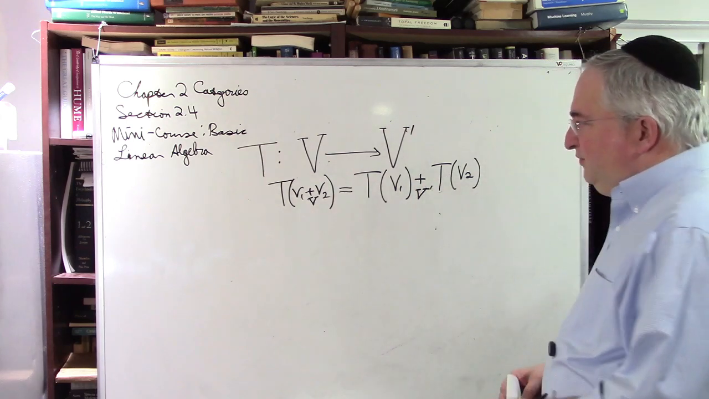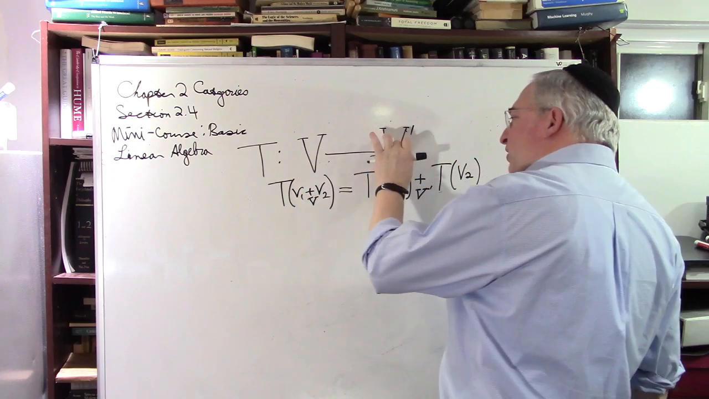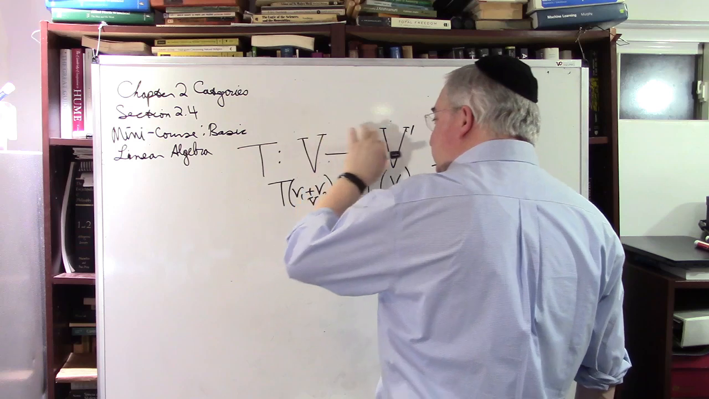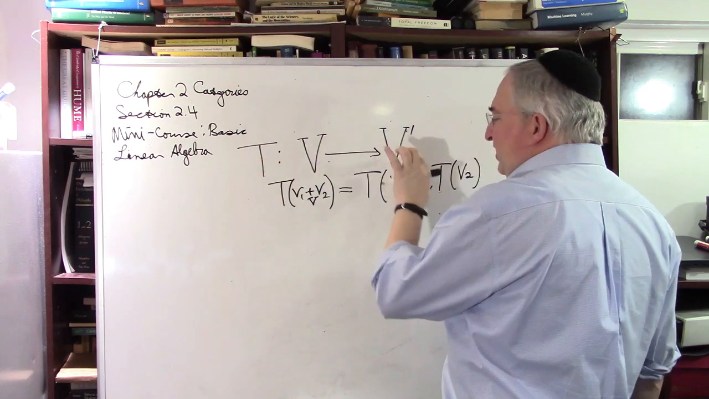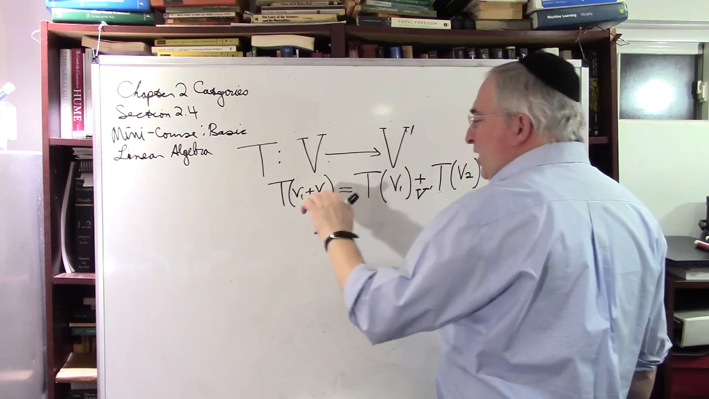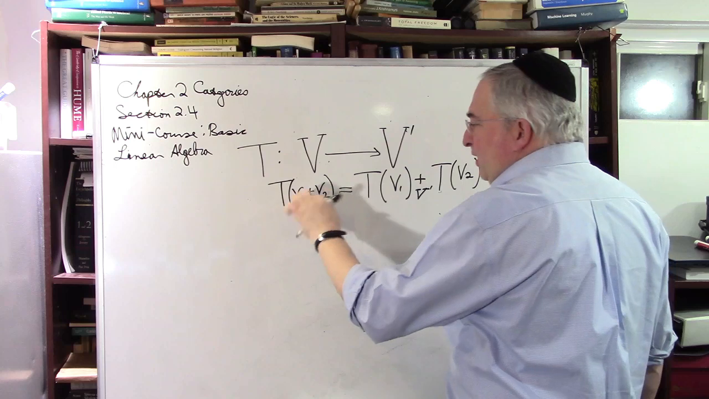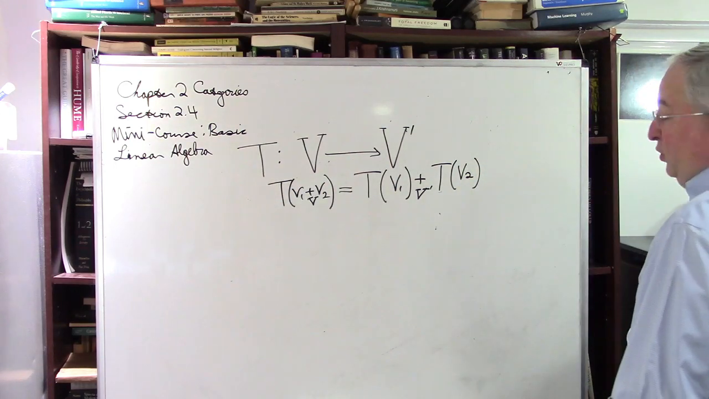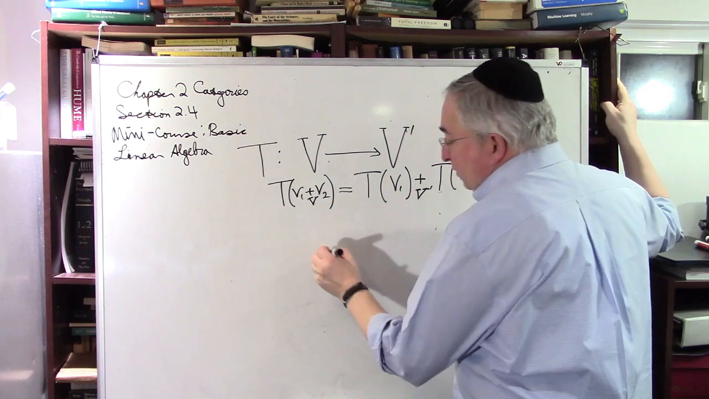And the idea is as follows. If I add two things here and I bring it over, that's the same thing as taking the image of one of them, then taking the image of the other one, and then adding them in here. I want to show this as a commutative diagram because we love commutative diagrams. Let's do it. You ready?